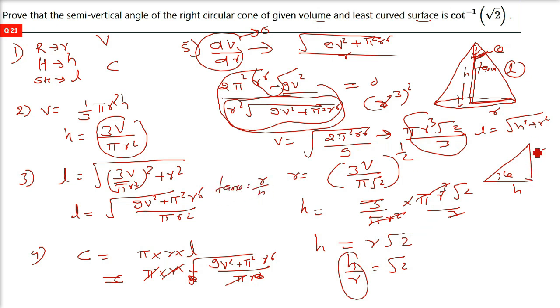The opposite or the inversion of tan will be cot. R by h, if it is done as h by r, it will be cot theta. So cot theta is h by r, and this is root 2. So theta is equal to cot inverse root 2. So this is what we were expecting and we got it.